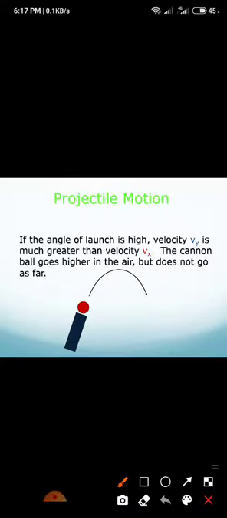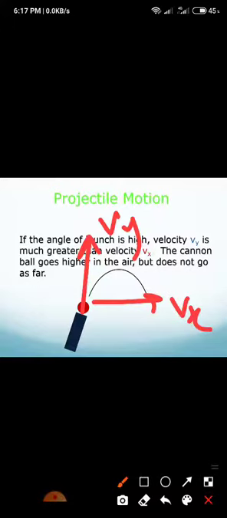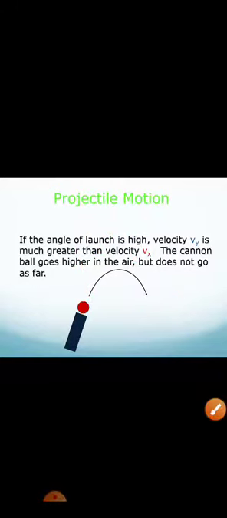If the angle of launch is high, the velocity Vy component is more than the Vx. In that case, the cannonball goes higher in the air but does not go as far. If the angle of launch is low, velocity Vx is much greater than velocity Vy. The cannonball goes further but does not go as high.